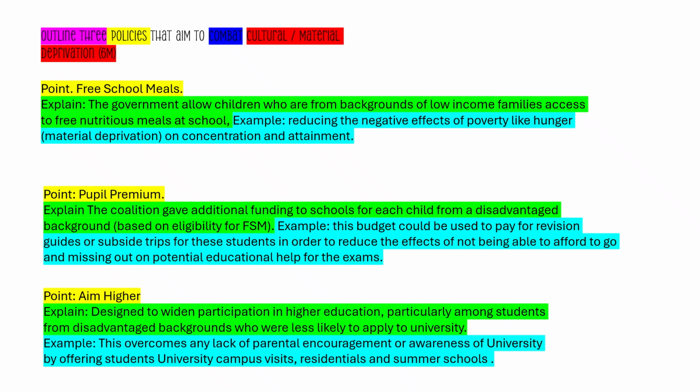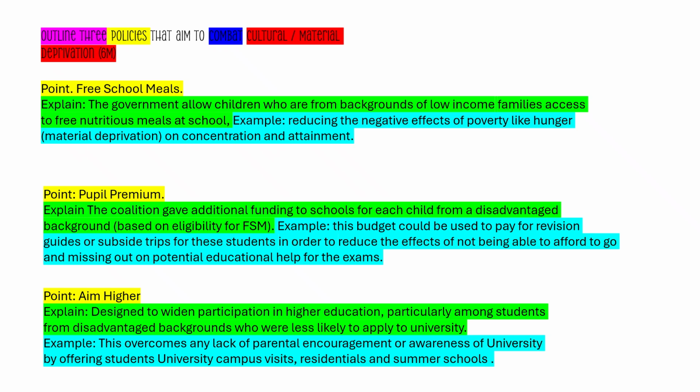So Aim Higher. Aim Higher was designed to widen participation in higher education, particularly among students from disadvantaged backgrounds who are less likely to apply to university. Give an example of how it's helped. This overcomes any lack of parental encouragement or awareness of university by offering students university campus visits, residentials, and summer schools. So this student has done really well.